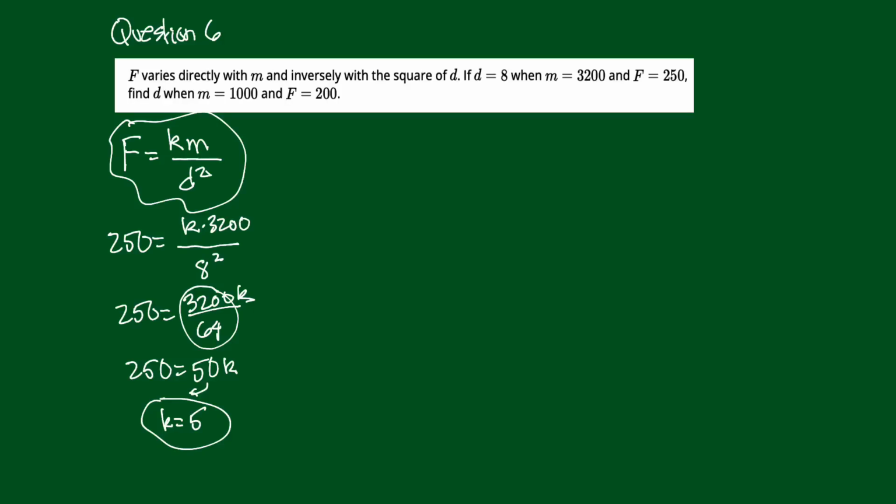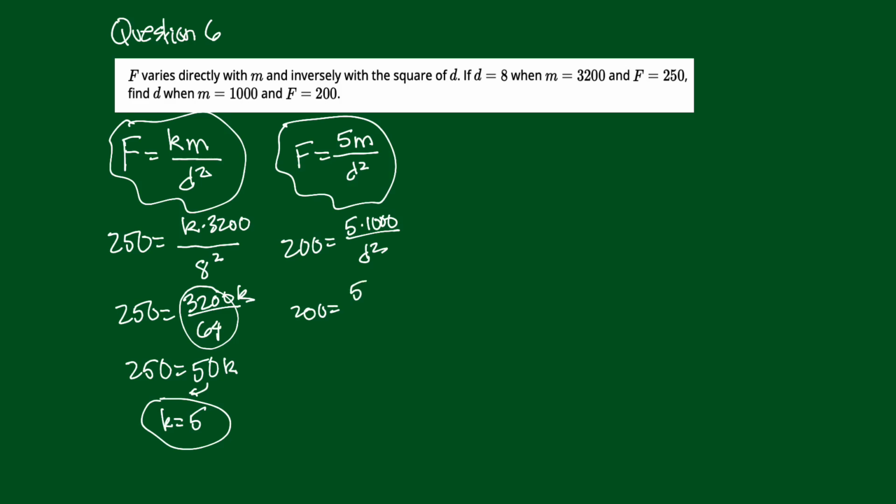And now let's put the 5 back up into this k right here in our general equation to get the particular equation. So we will get f is equal to 5m over d squared. That is our particular variation equation. Now, what do we know? We want to find d when m is 1,000 and f is 200. So let's put those in. 200 is equal to 5 times m, but m is 1,000, over d squared. So 200 is equal to 5,000 over d squared.